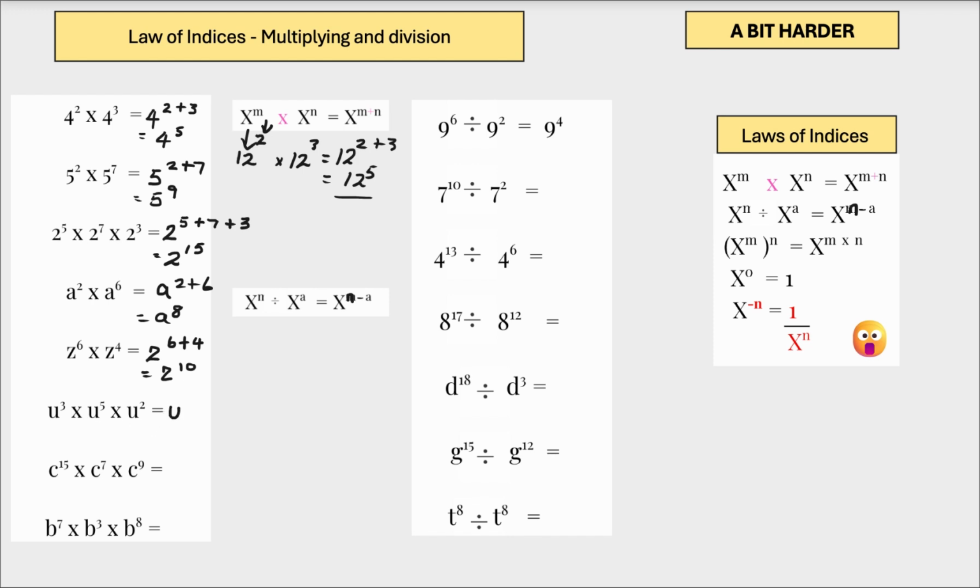Same again. It's U. 3 plus 5 is 8. Plus 2 is 10. Same again. It's a C. 15 plus 7 plus 9. I'm going to think about that one. So that's 15, 20, 22, 32, 31, I believe. Correct me if I'm wrong in the comments. And then we've got B, 7 plus 3 plus 8. So that's going to be 7, 8, 9, 10. That's going to be 18.